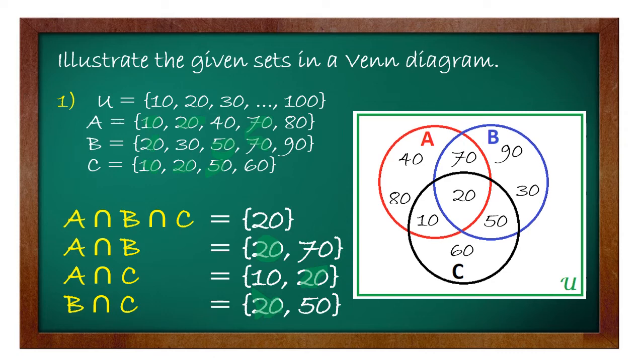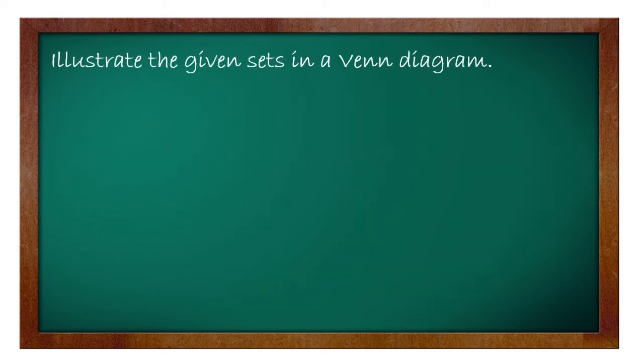Pagkatapos nun, susunod na natin ay ang buong universal set. Dapat mula 10 hanggang 100 nasa loob na ng circle. Kung sakaling meron pa na wala sa loob ng circle, ibig sabihin, yun ang ilalagay natin sa labas ng circle pero sa loob ng rectangle. And that is 100. Para mas maintindihan, let's try another example.